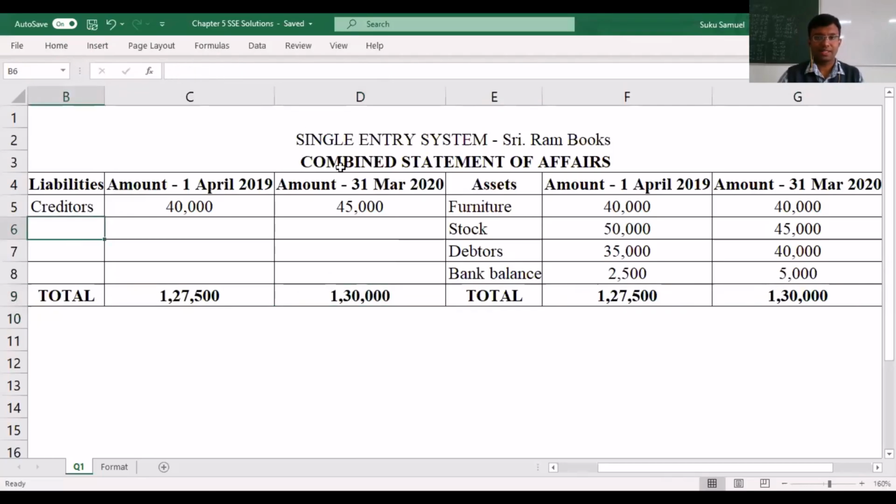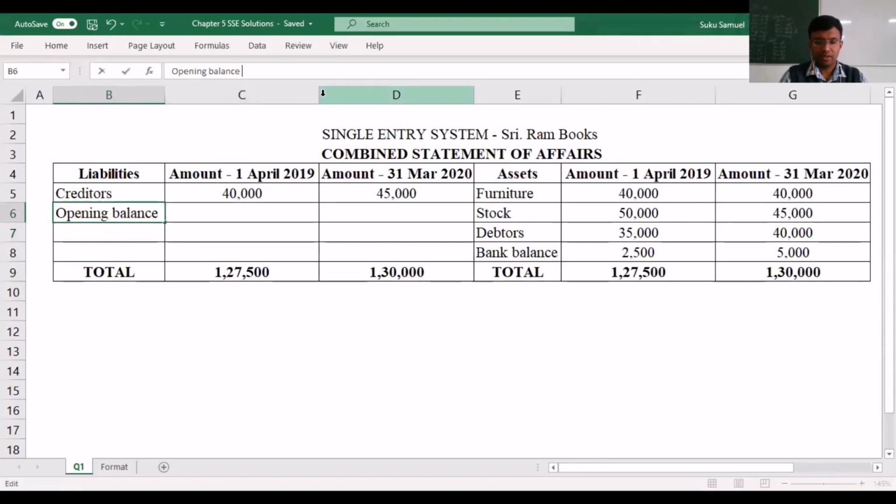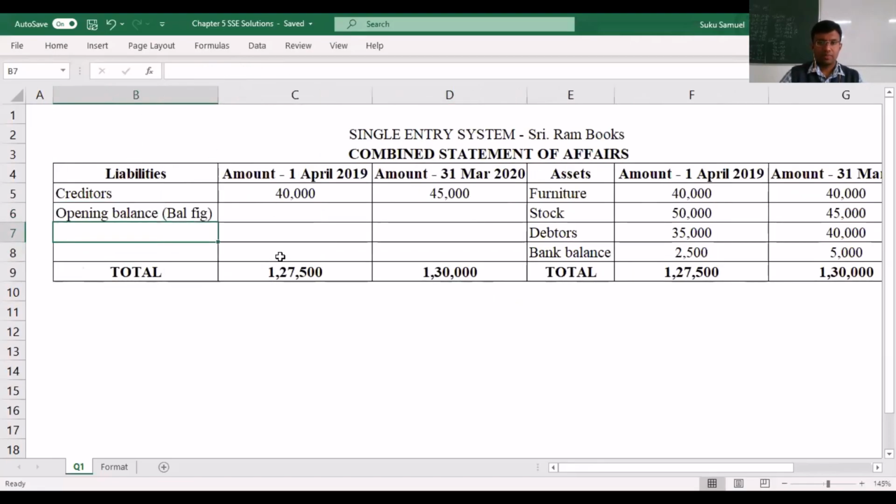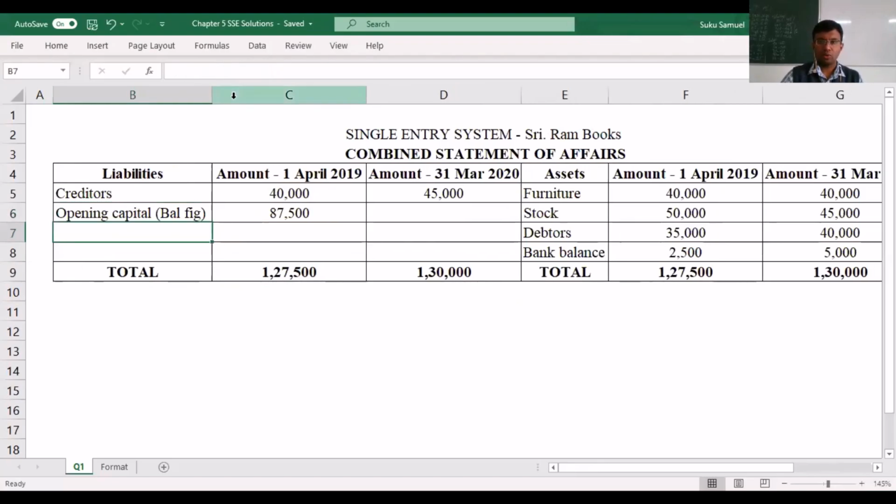Now we have to figure out the balancing figures. Please remember, the balancing figure for the first amount column, which is 1st April 2019, will be your opening balance, and we will have to quickly calculate it. So 1,27,500 minus 40,000 works out to be 87,500. So 87,500 is your opening capital, the balancing figure for opening capital.